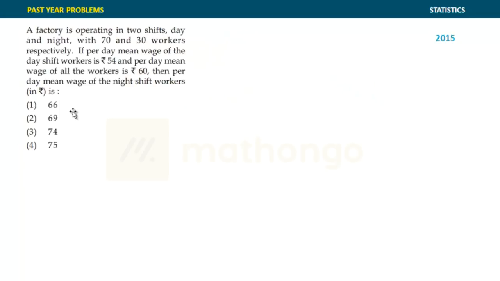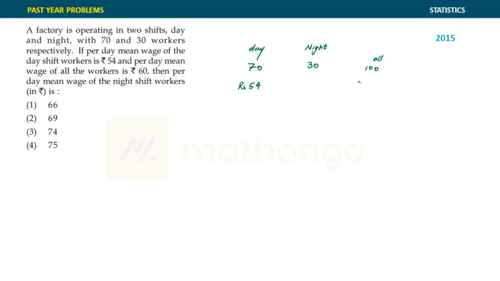Let's take another question. It says a factory is operating with 2 shifts, day and night, with 70 and 30 workers respectively. A simple question, let's say. In the day shift 70 people work and in the night shift 30 people work. If the per day mean wage of a day shift worker is rupees 54, and the per day mean of all... so how many are all? Yes, they are 100 in total.